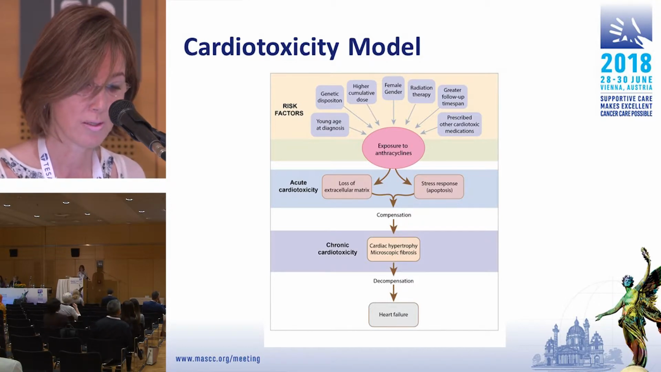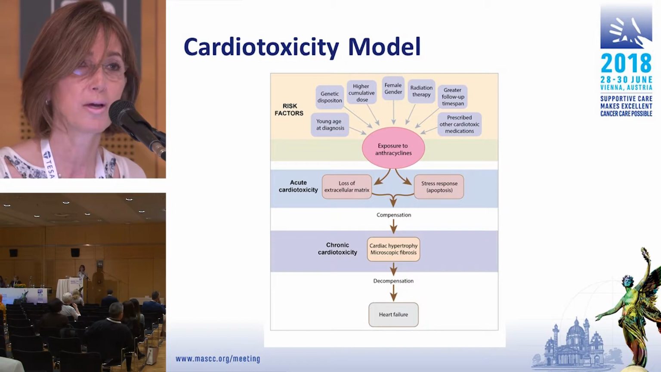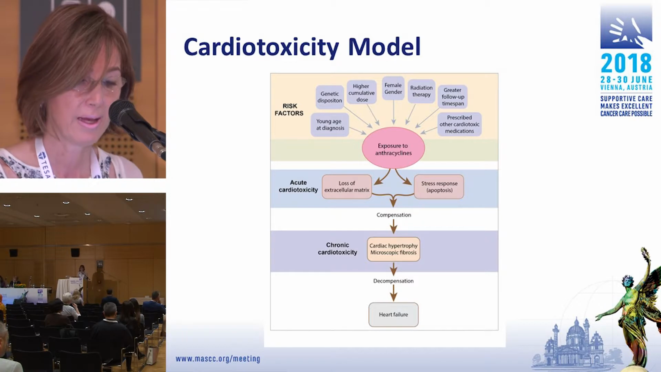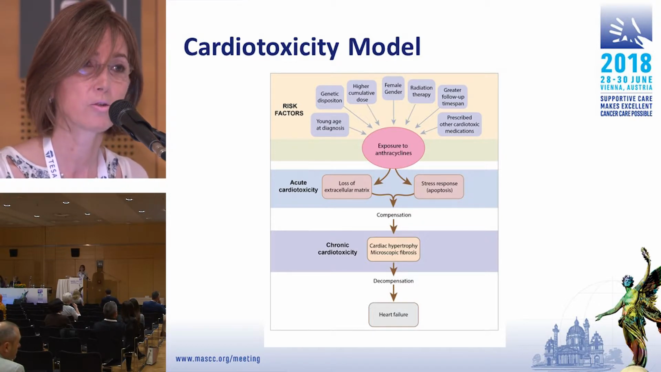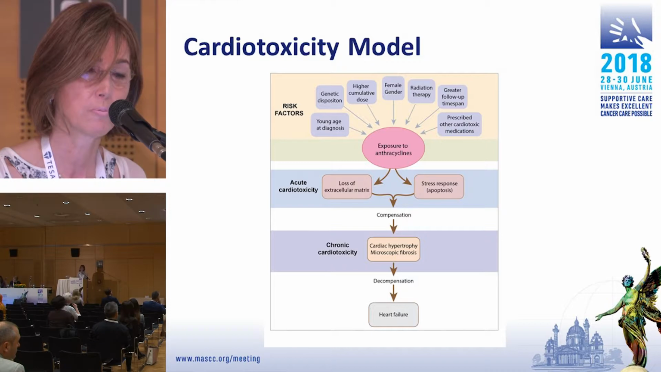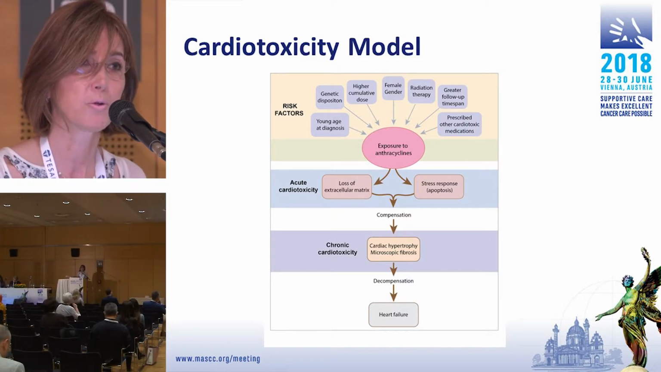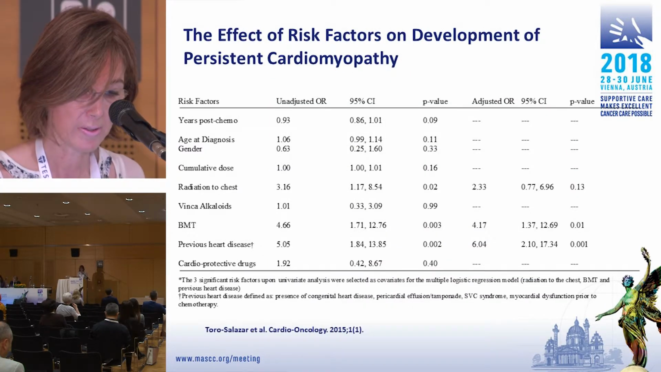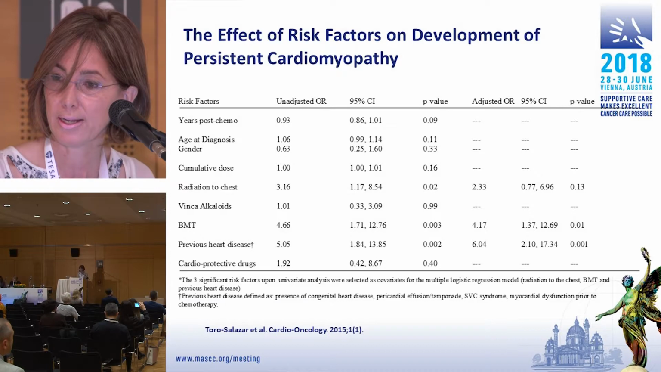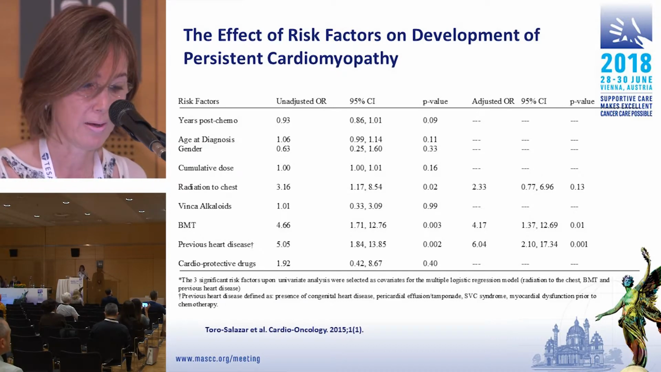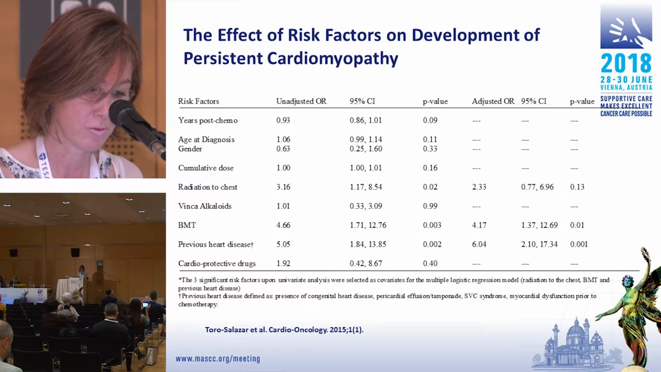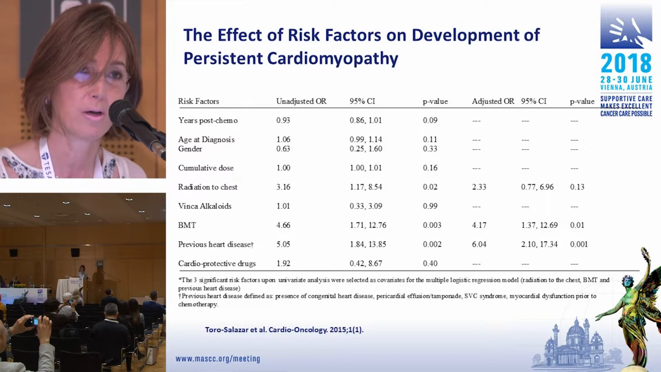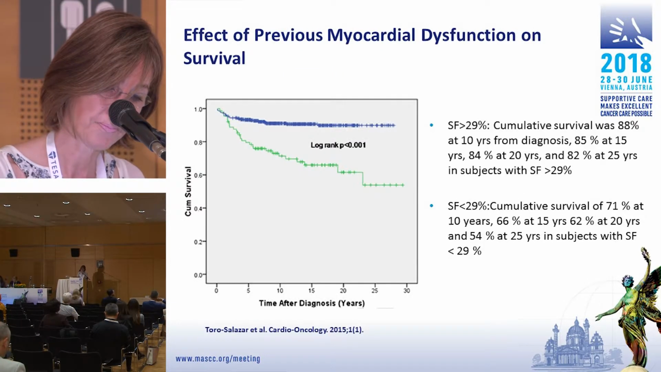We know that these changes cause damage in the myocardium that include changes in the extracellular matrix, as well as myocyte apoptosis. And that these changes lead to what we cardiologists call adverse cardiac remodeling, which includes myocyte hypertrophy and microscopic fibrosis that eventually leads to the development of heart failure. So we looked at the risk factors in our patient population, and as expected, the cumulative dose of the medication, radiation to the chest, and previous heart disease were significant findings that were correlated in these patients.